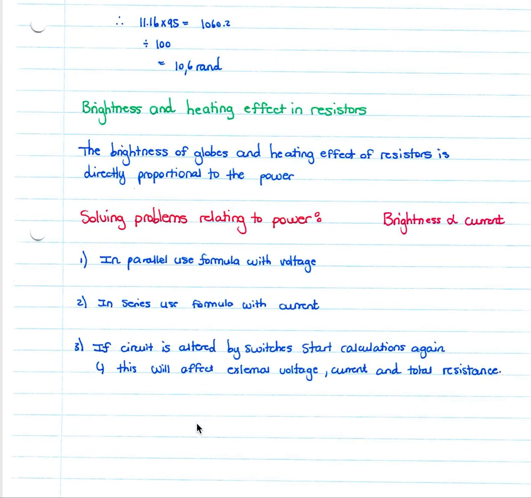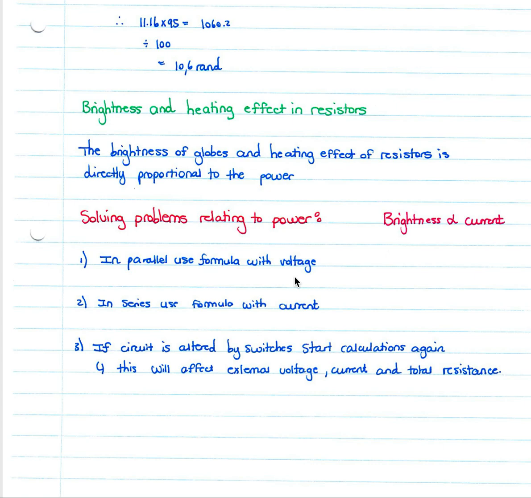Then we look at brightness and the heating effect in resistors. We had a look at this in the last lesson, but we'll have a look at it again now. The brightness of globes and the heating effect of resistors is directly proportional to the power that is flowing through these components. We know that brightness is directly proportional to the power. When we're solving problems relating to power, in parallel we use a formula with voltage. That's just a nice quick tip. And point 2, in series we use a formula with current.